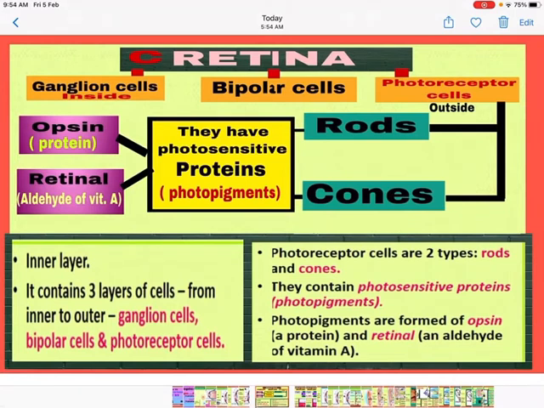Retina is inner layer and it contains 3 layers of cells. See above diagram. These 3 layers of cell from inner side to outer side: 1. Ganglion cells, 2. Bipolar cells, and 3. Photoreceptor cells. Photoreceptor cells are of 2 types, rods and cones, and they contain photosensitive protein or photopigments. These photopigments are formed of 1. Opsin, a protein part, second retinal and aldehyde of vitamin A.